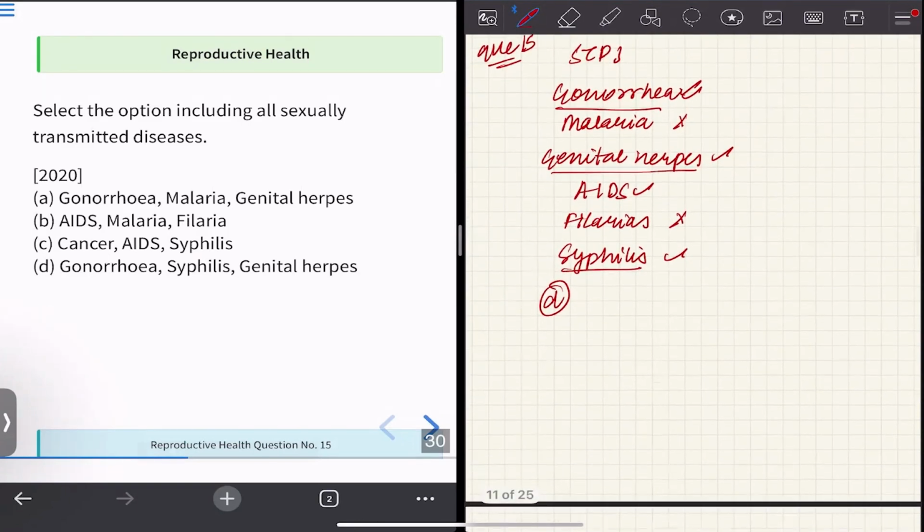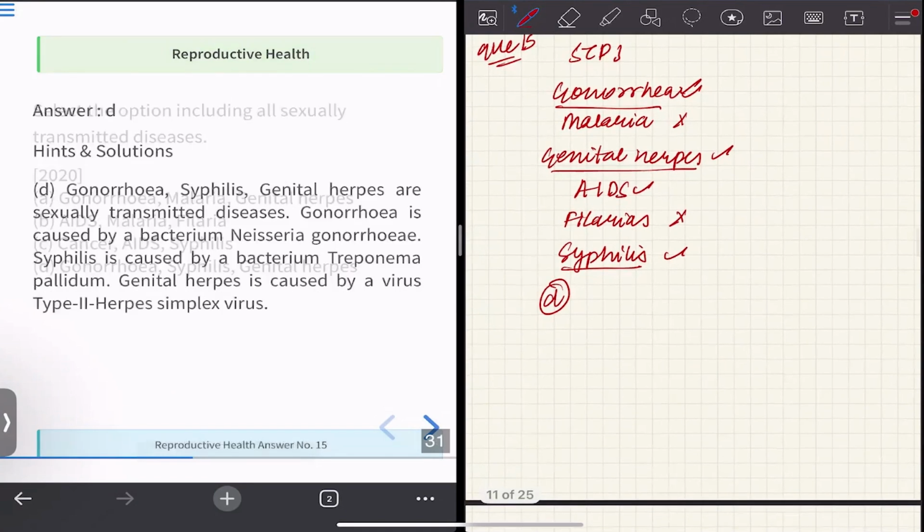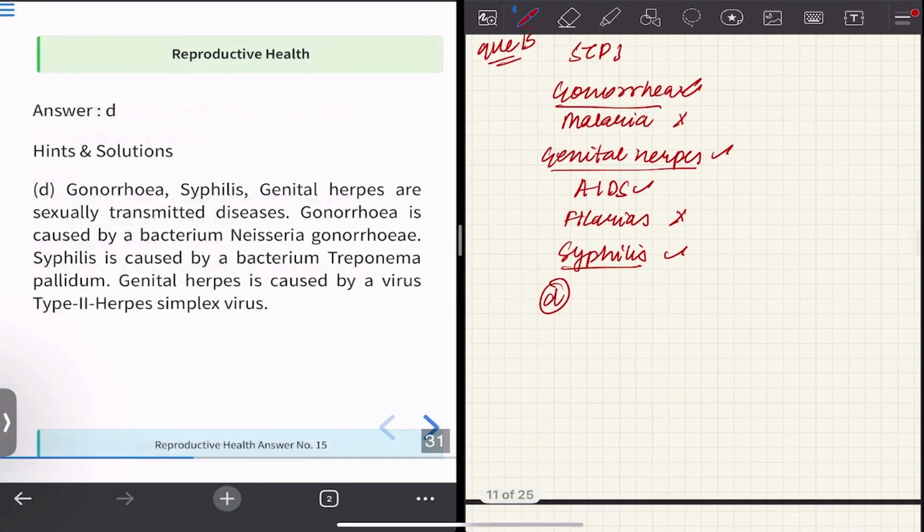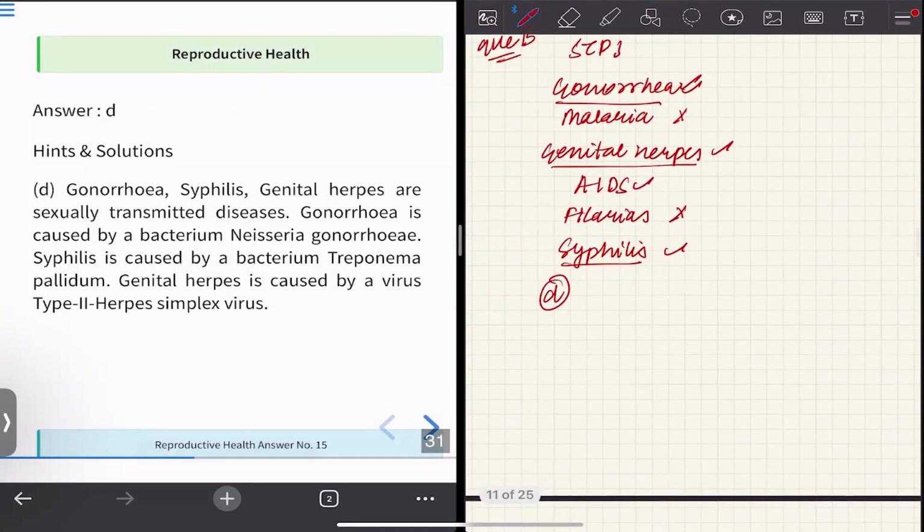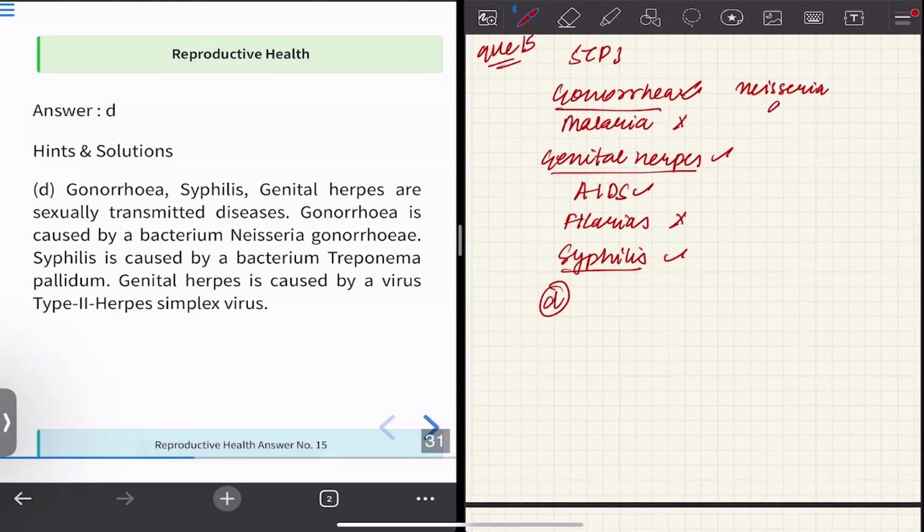Let us look at the causative organisms. We have Neisseria gonorrhoeae, which is a bacteria. Then we have herpes simplex virus, and for syphilis we have Treponema.